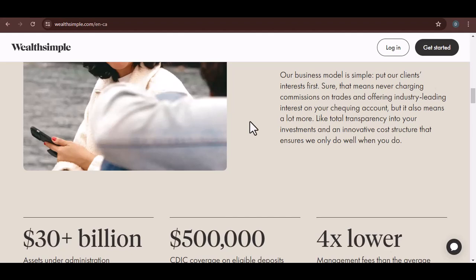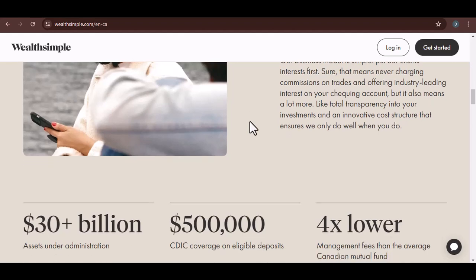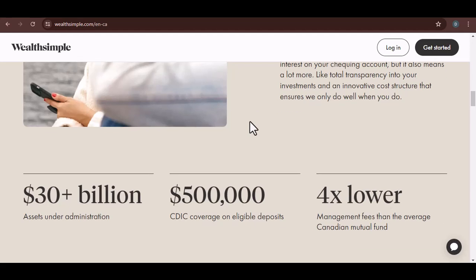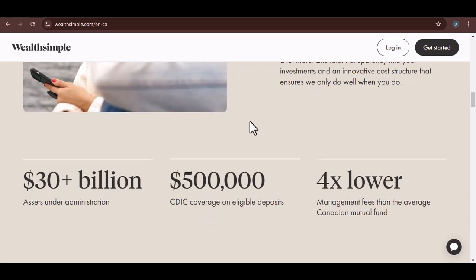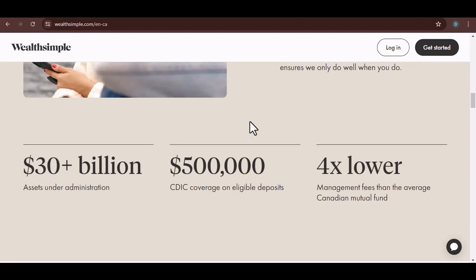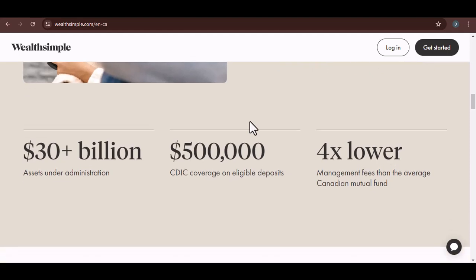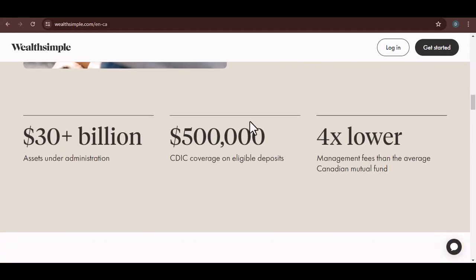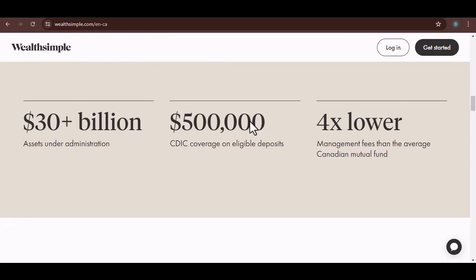But hey, don't just take my word for it. I encourage you to do your own research. Check Wealthsimple's website, their social media, or even reach out to their customer support. They should be able to give you the most accurate and up-to-date information.